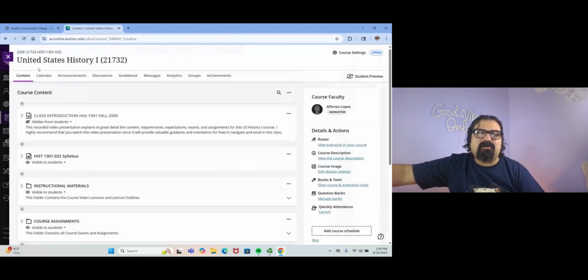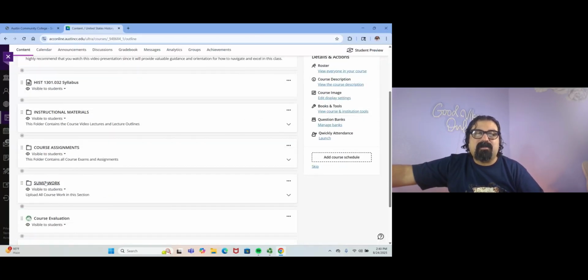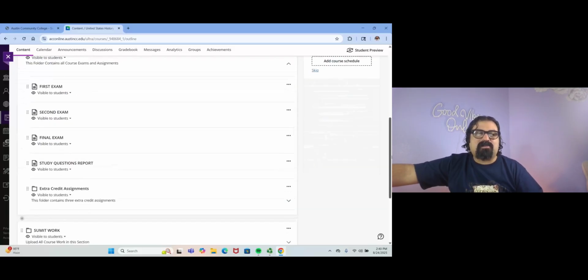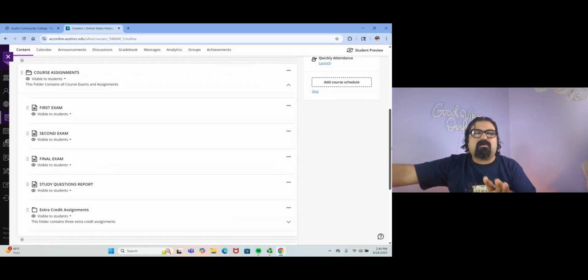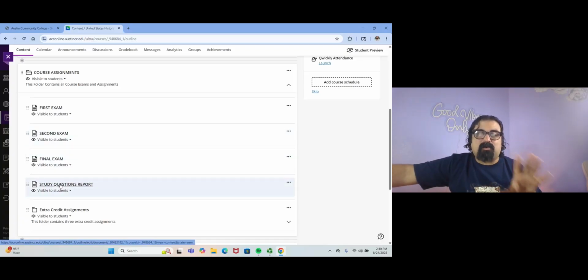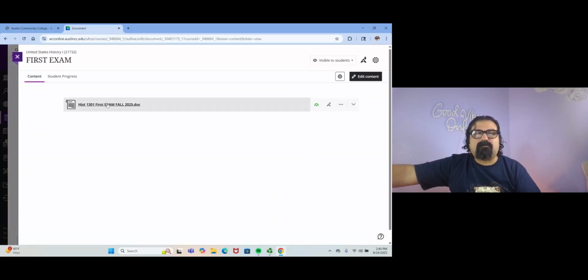Let us just go back to the exam section. You can actually open it here under course assignments. Course assignments has all of the assignments for this course. Okay, as you can see, first exam, second exam, final exam, and the study questions report, those are actually required and mandatory to pass this course. The extra credit assignments you can see on the bottom, those are actually optional. They're not mandatory.